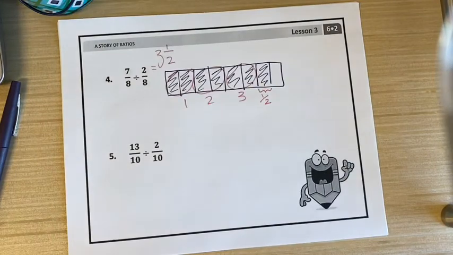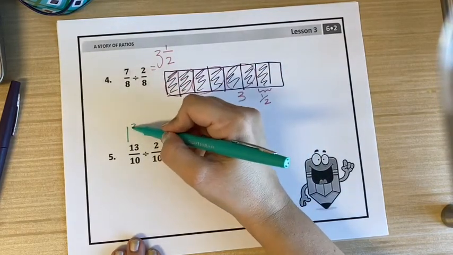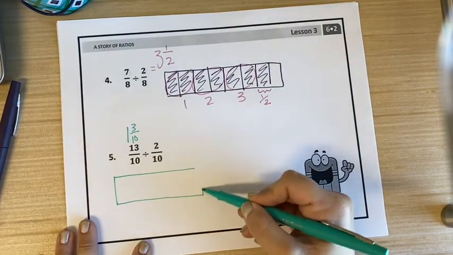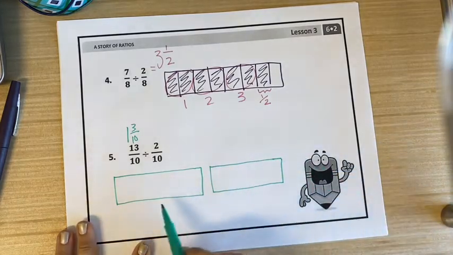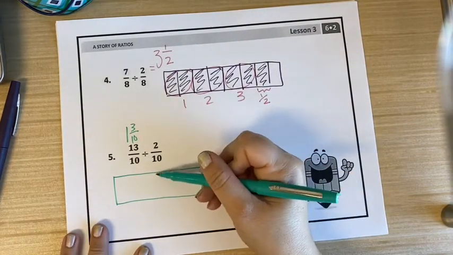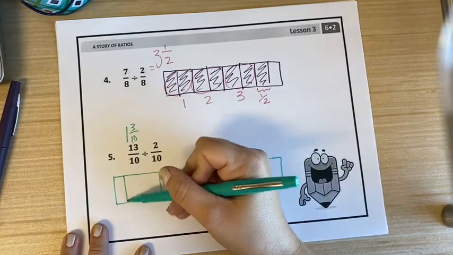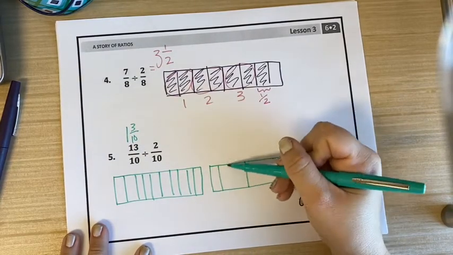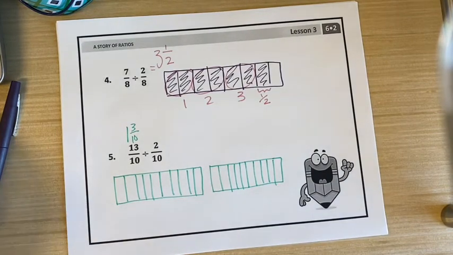Number 5. Again, there's an improper fraction here. 13/10 is really 1 3/10. Okay, so if I want to model that, I know I need 1 whole and then 2 to show more than 10/10. So how can I split this into tenths quickly? I'll just do half and then 1, 2, 3, 4, and 1, 2, 3, 4 each. Not the most even tenths, but whatever.